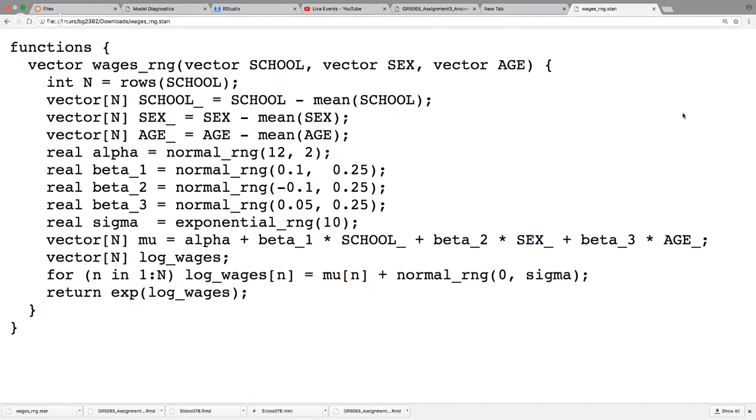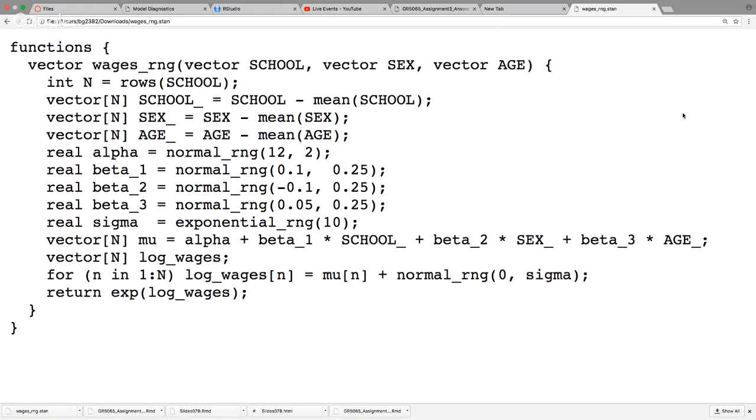The last thing is the standard deviation of the errors on the log scale. I tend to like the exponential distribution. One thing I don't like about the parameterization of the exponential distribution in Stan is that it takes a rate parameter, and rate is 1 over the expectation. So this prior reflects the fact that I have a prior mean for sigma of 0.1, which is 1 over 10.